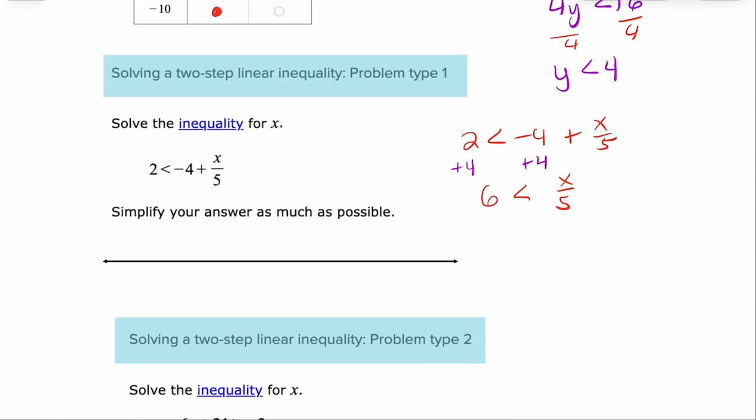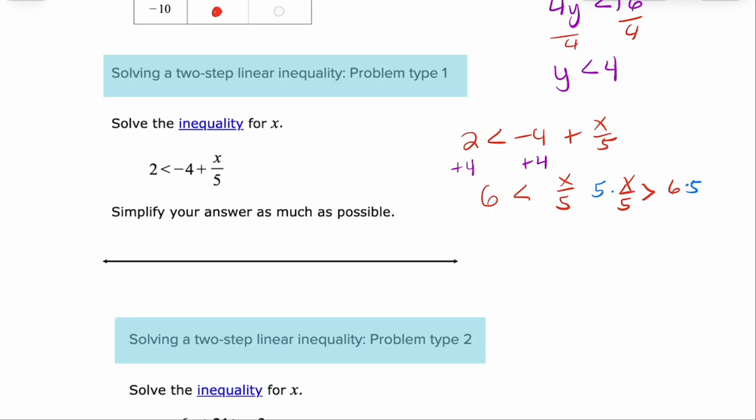Now the rule is, if I want my x on the other side, I can do it. And you see how the open portion of that symbol is pointing toward the x over 5. So I've seen, like in Algebra 1, where an Algebra 1 teacher says the alligator is going to eat that x over 5. And so if I turn it, the alligator still wants to eat the x over 5. So just so you know, you are allowed to turn the inequality, but if you do, the symbol goes with it. Okay. So now that division by 5 means I have to multiply by 5.